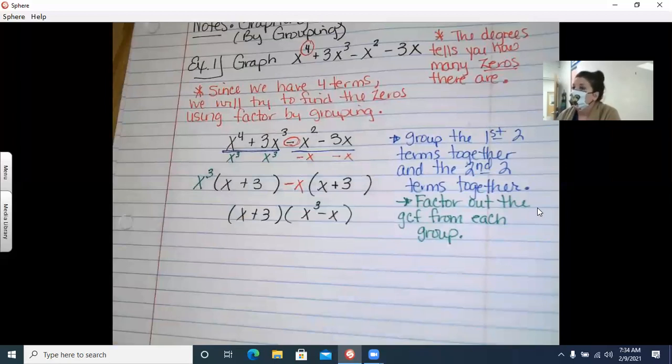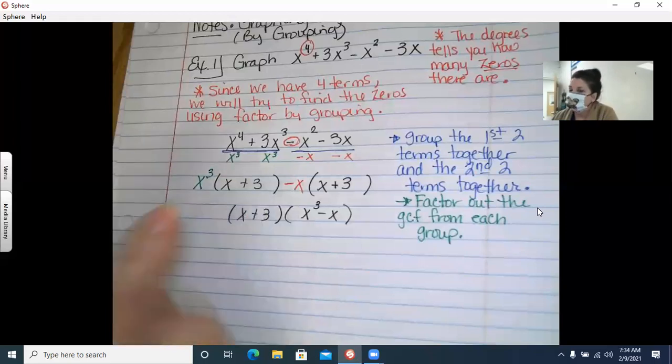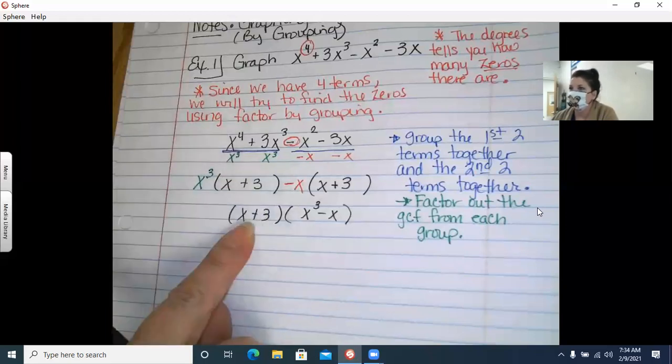Now, what you have in parentheses may be able to be factored further. If you can factor further, do that, okay? X plus 3. This polynomial has 1 degree. It's linear. The only way to factor a linear polynomial is if it has a greatest common factor. If it doesn't, then it can't be factored any further. Does x plus 3 have a GCF other than 1? No. So x plus 3 can't be factored any further.